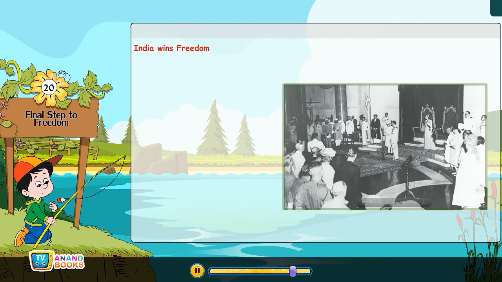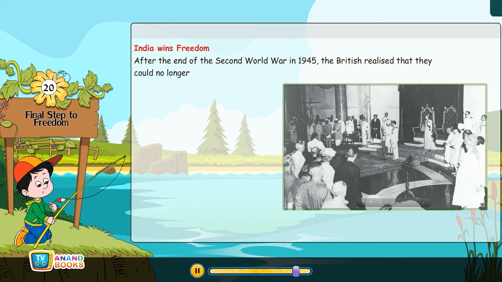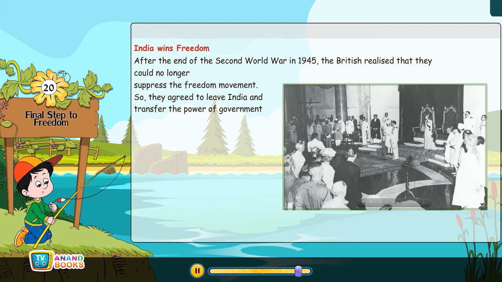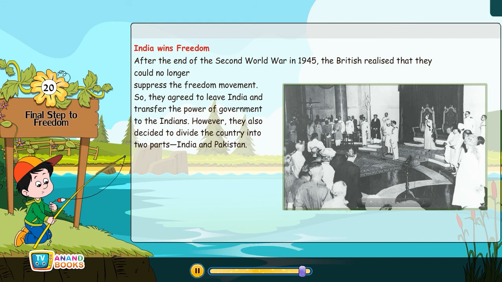India wins freedom. After the end of the Second World War in 1945, the British realized that they could no longer suppress the freedom movement. So, they agreed to leave India and transfer the power of government to the Indians. However, they also decided to divide the country into two parts, India and Pakistan. India became free on 15th August 1947.